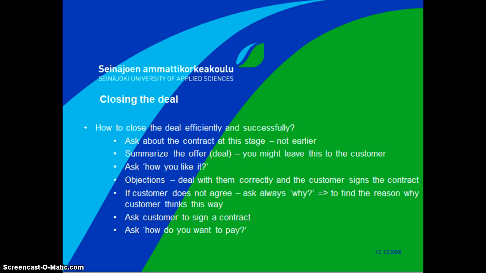You might summarize the offer at the end or make the customer summarize everything. Then in a certain way you create a situation where the customer makes the deal his or hers. You might ask, for example, how do you like it? How does the offer look from the customer's perspective?